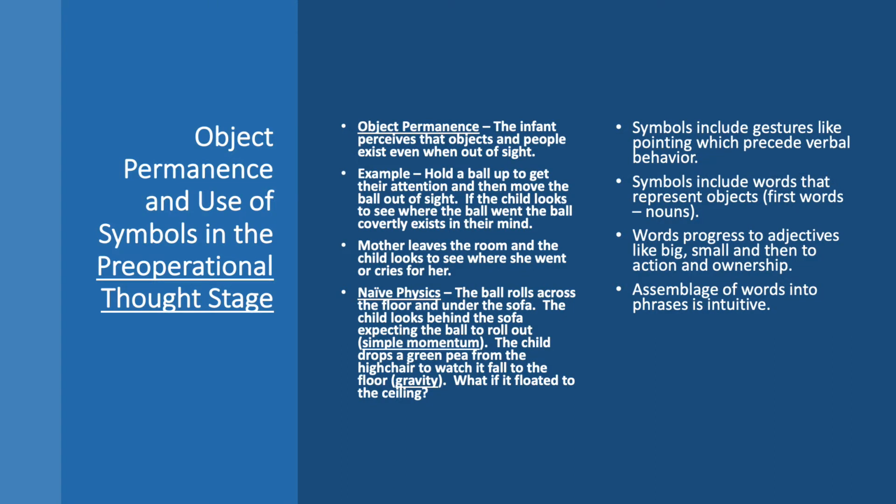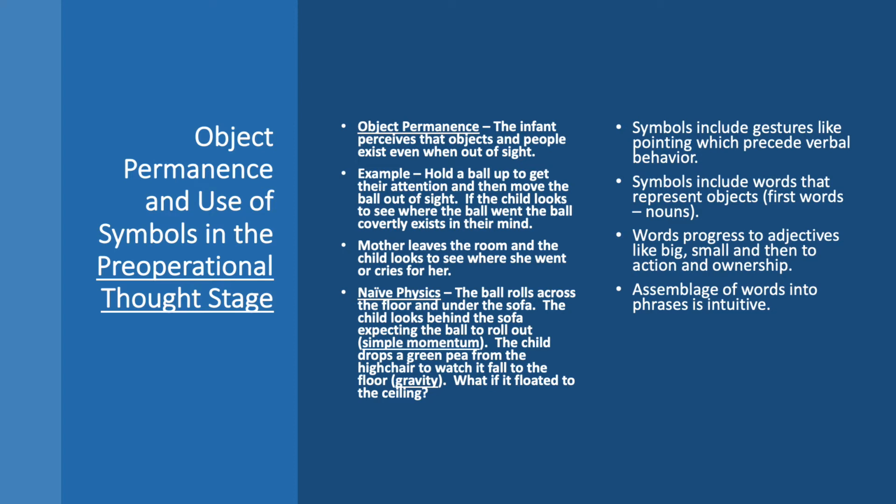And once object permanence sets in, they're transitioning from the sensorimotor stage to the preoperational thought stage. And in the preoperational thought stage, they know people exist when they're not in front of them. They have some sense of naive physics, which is, the ball rolls across the floor and rolls under the sofa, and they expect it to come out the other side. So they'll look to see it come out the other side. This is simple momentum, or an understanding of how things work.